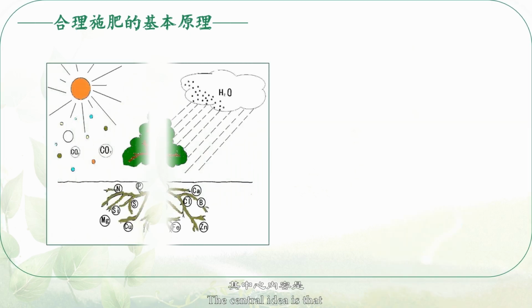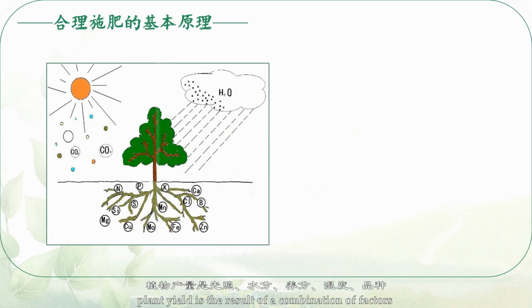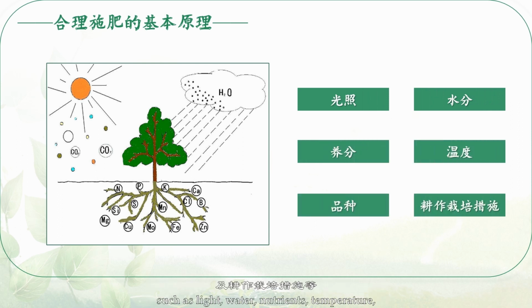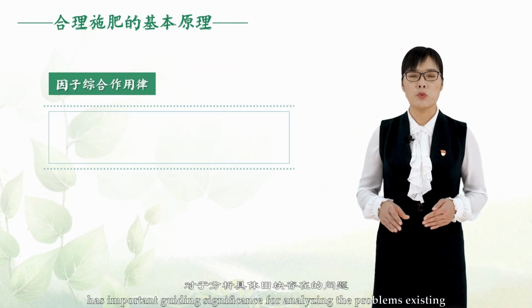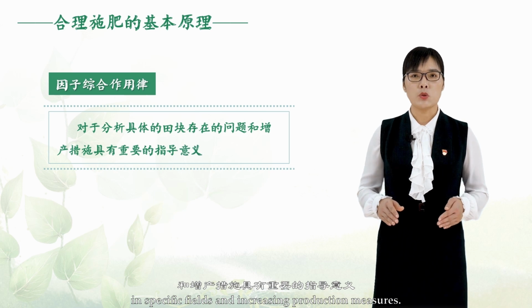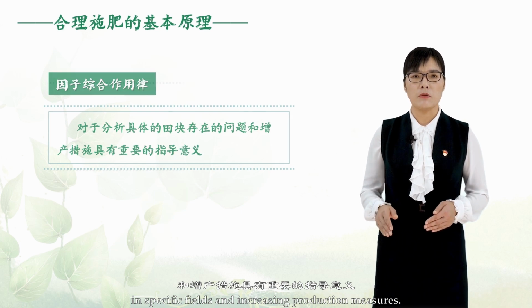The central idea is that plant yield is the result of a combination of factors, such as light, water, nutrients, temperature, variety, and cultivation practices. But there must be a limiting factor that dominates. To some extent, the yield is restricted by this limiting factor. This law has important guiding significance for analyzing the problems existing in specific fields and increasing production measures.